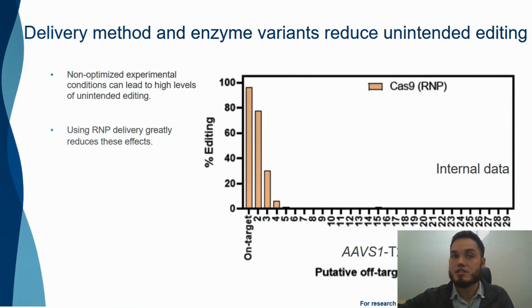By simply switching to ribonucleoprotein nucleofection, we can see that editing at these off-target loci is greatly decreased. This really emphasizes the importance of optimizing the delivery mechanism of your CRISPR-Cas complex for highly specific editing.